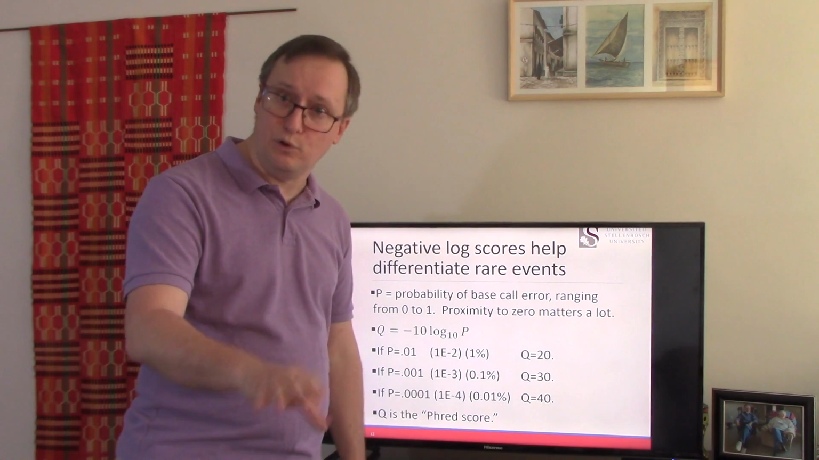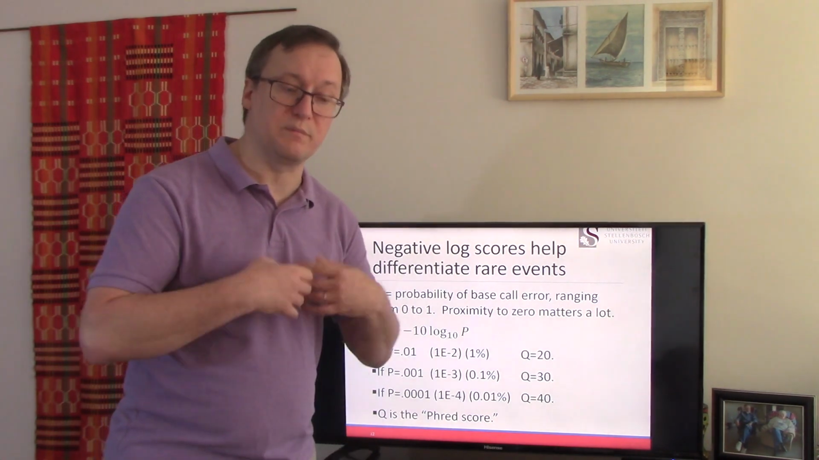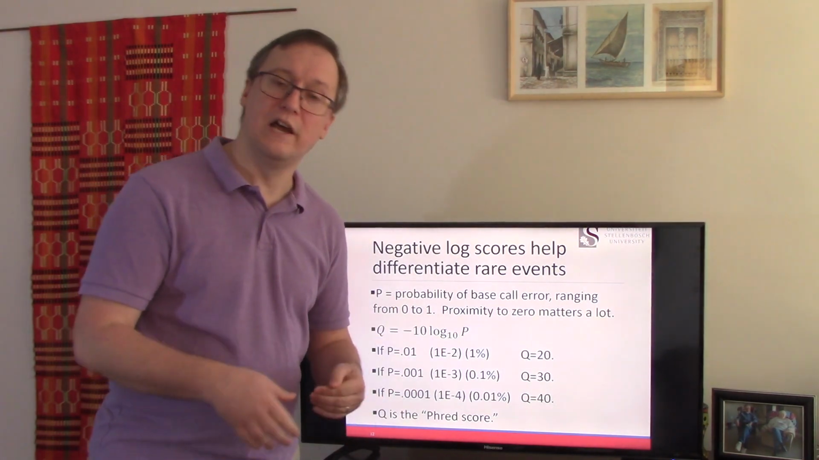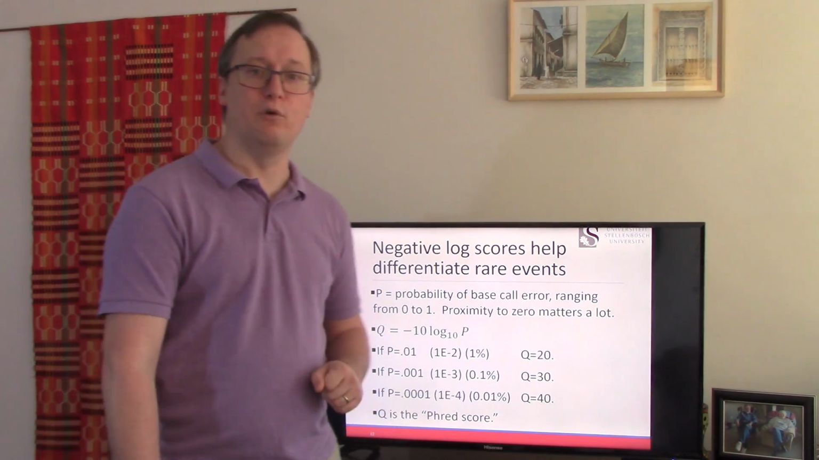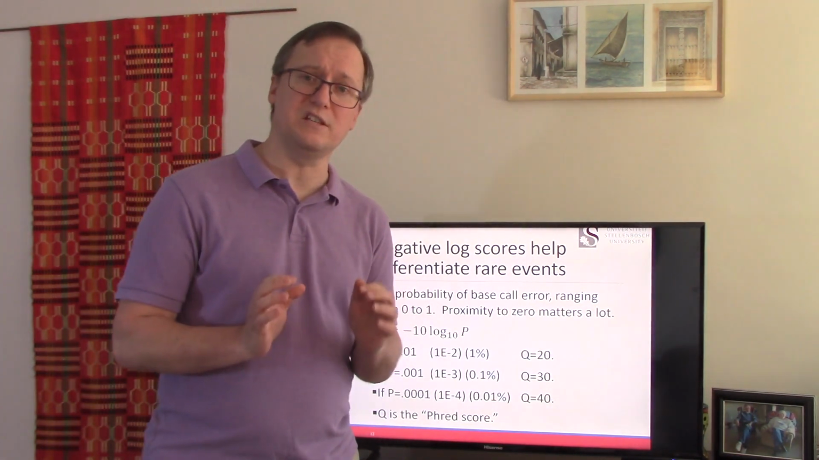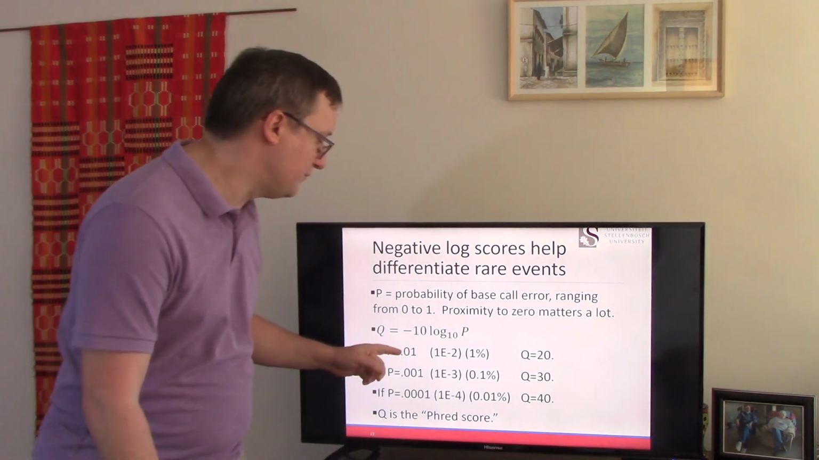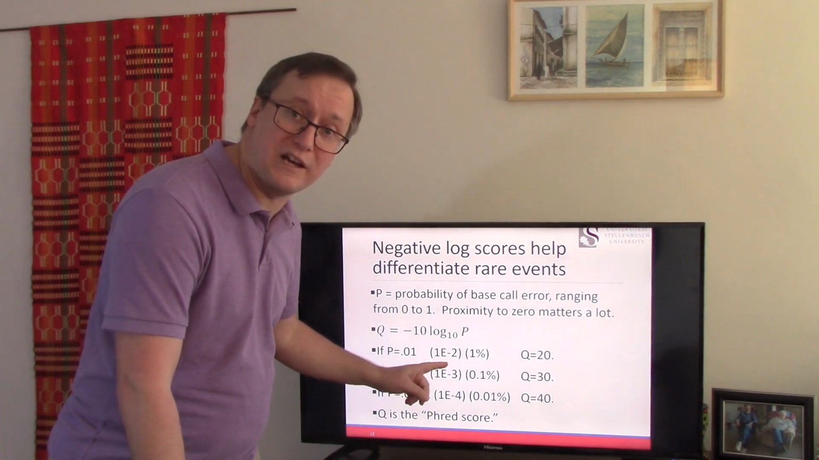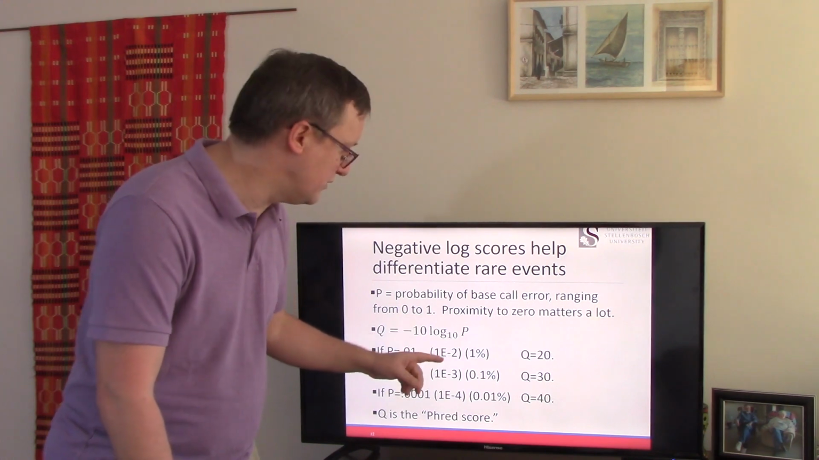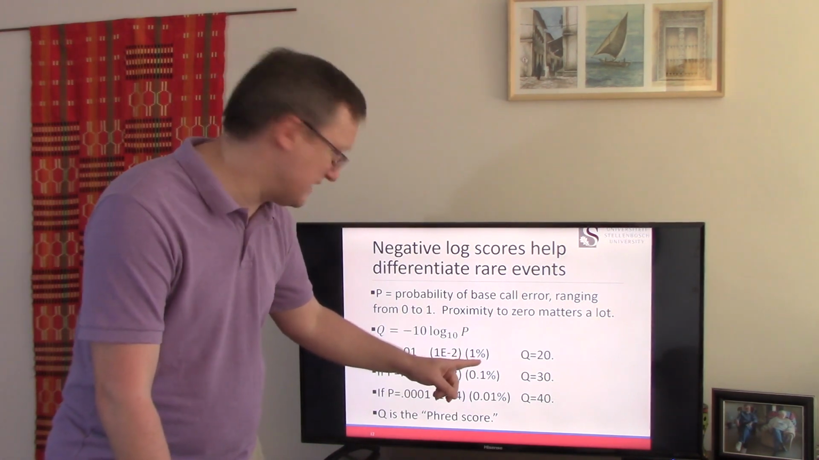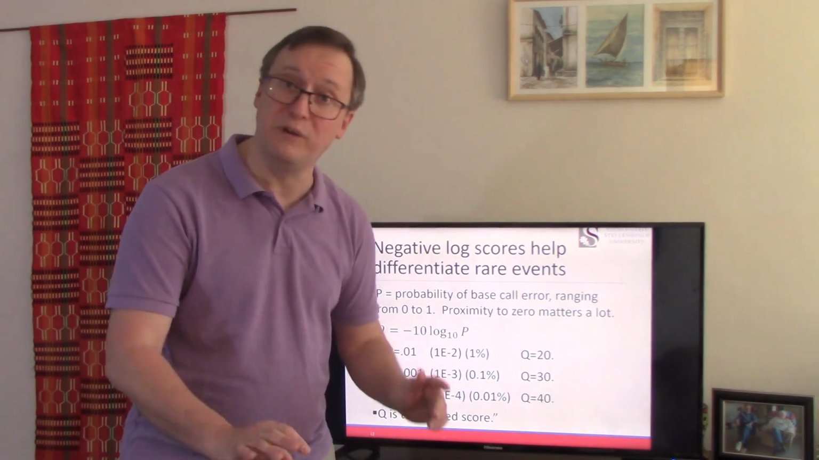Because lots and lots of tools in bioinformatics will express probabilities on a negative log scale as a way to clarify their importance. So let's imagine a probability of 0.01. This is to say a 1% chance of error at this base call. So in scientific notation, we would write that as 1e minus 2. So 10 raised to the negative second power times 1. That's the same thing as saying 1%. All of these, p of 0.01, 1e to the minus 2, 1%, they all mean the same thing.